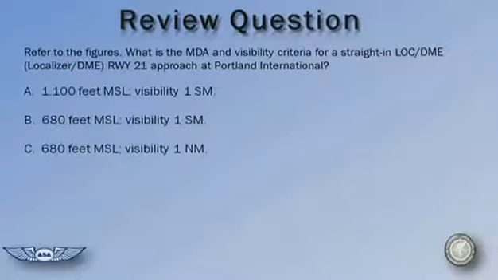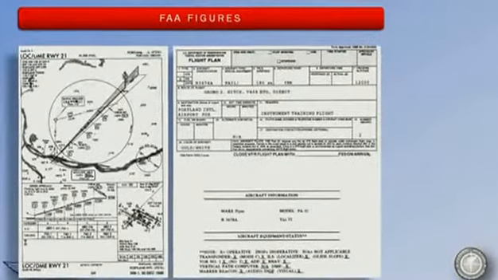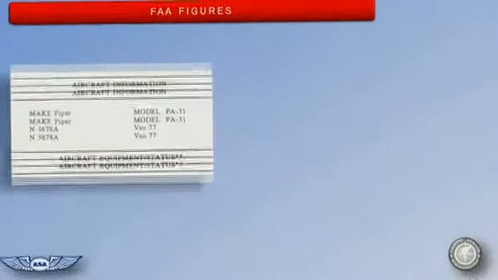Okay, again, referring to figures, what is the MDA and visibility criteria for a straight-in LOC DME or localizer DME runway 21 approach at Portland International? What is the minimum altitude? Okay, we take a look at our figures here.